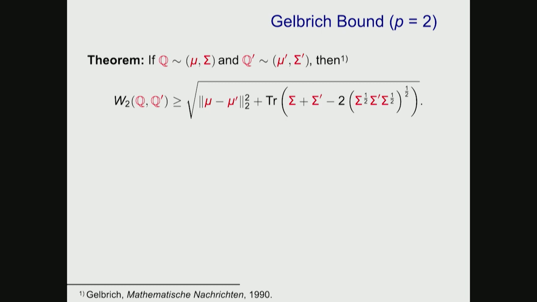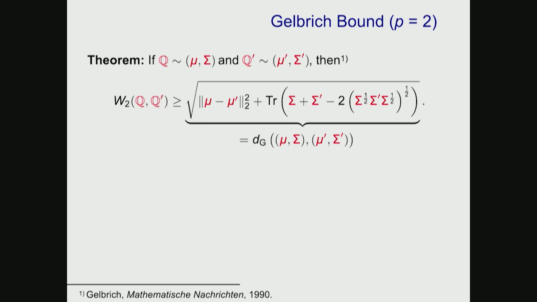For the type 2 Wasserstein distance between two distributions q and q prime, we can prove that the distance admits an analytical lower bound in terms only of the mean vectors and the covariance matrices of these two distributions. So of course, this lower bound can always be easily computed, even if the exact Wasserstein distance between the two distributions is very hard to compute.